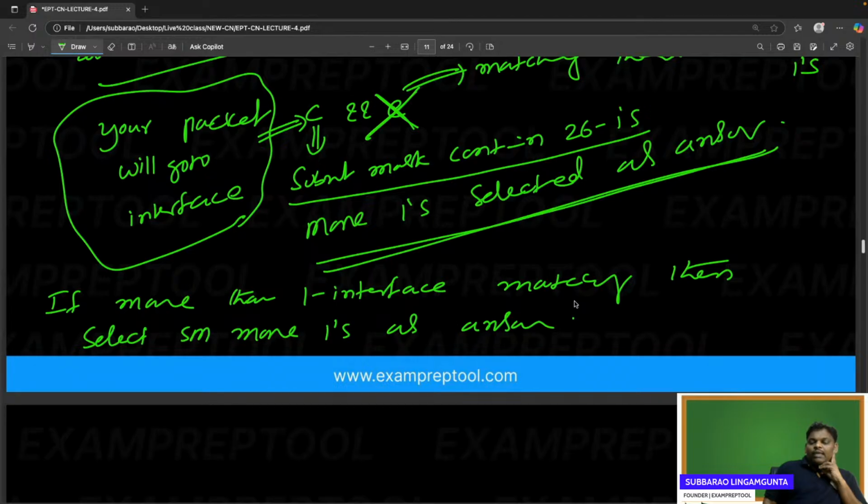If more than one interface matches, then select the subnet mask which has more ones as the answer. Select the subnet mask which contains more ones as the answer.